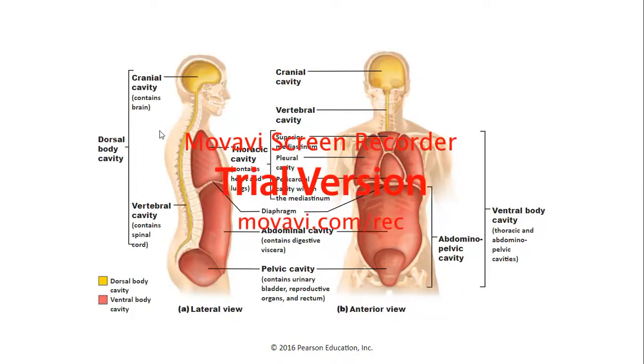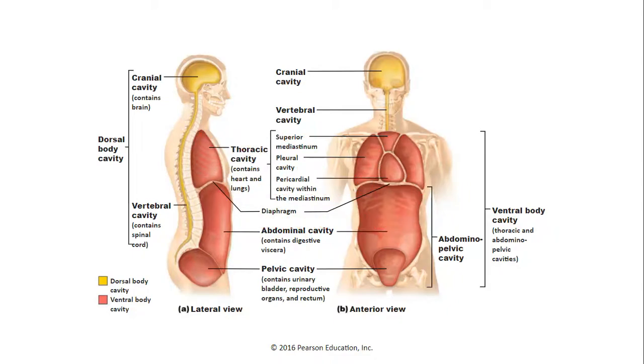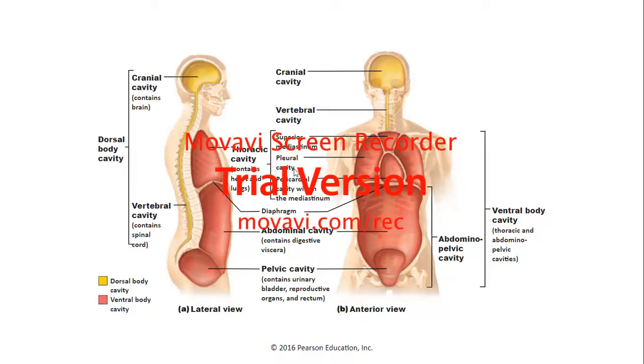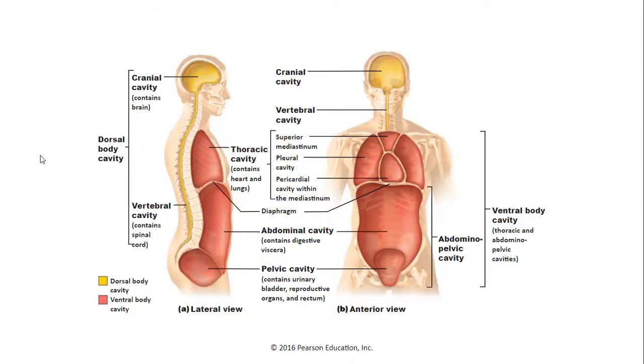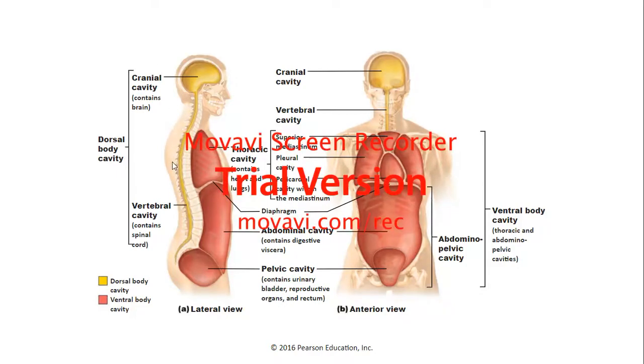This is a figure that you do need to be able to understand. On the exam you may be asked, in this thoracic cavity or abdominal cavity, what organs will you find, and so forth. So this is a figure that you need to be well familiar with. The dorsal body cavity has the cranial and vertebral cavities.